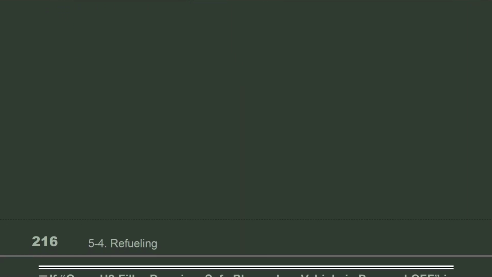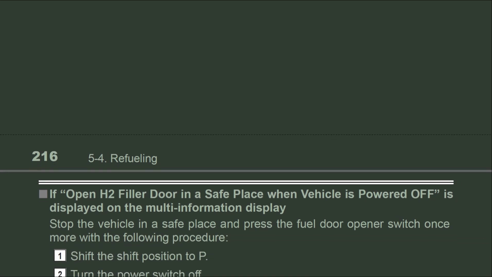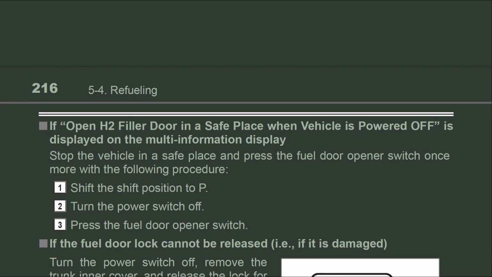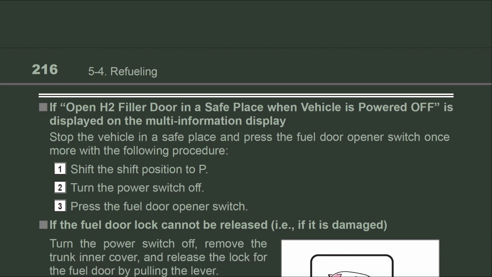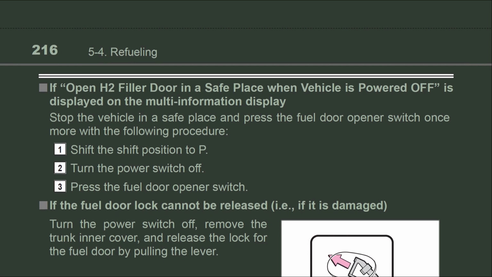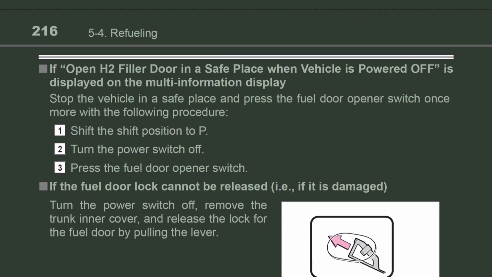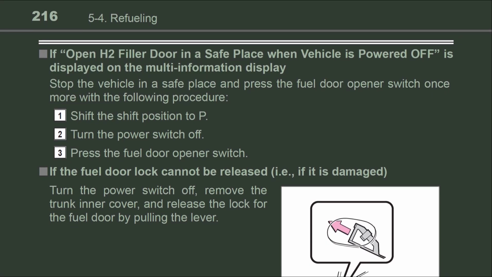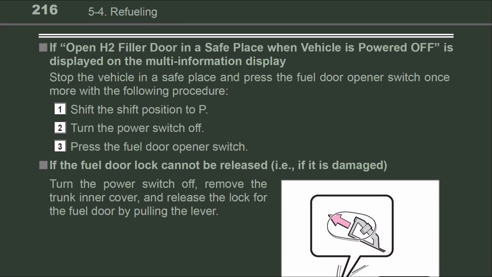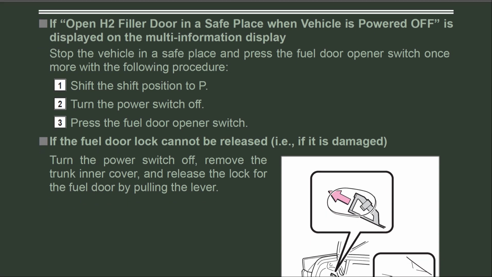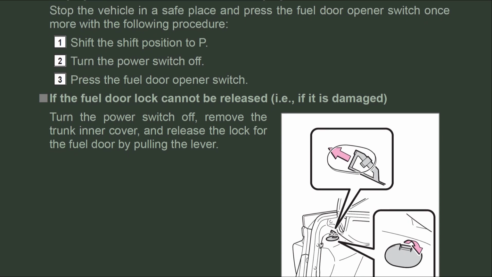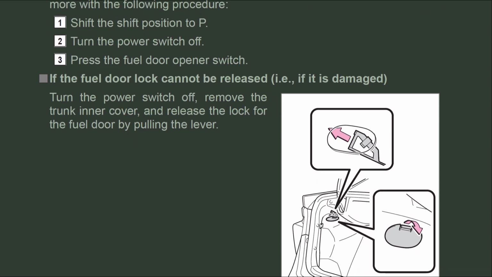Refueling. If "Open H2 filler door in a safe place when vehicle is powered off" is displayed on the multi-information display, stop the vehicle in a safe place and press the fuel door opener switch once more with the following procedure. 1. Shift the shift position to P. 2. Turn the power switch off. 3. Press the fuel door opener switch. If the fuel door lock cannot be released, for example if it is damaged, turn the power switch off, remove the trunk inner cover, and release the lock for the fuel door by pulling the lever.